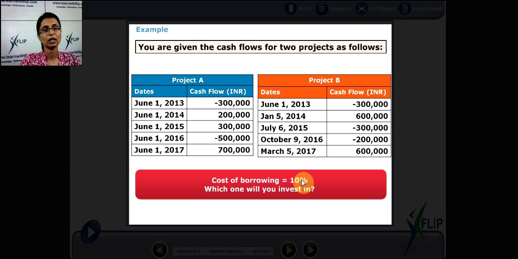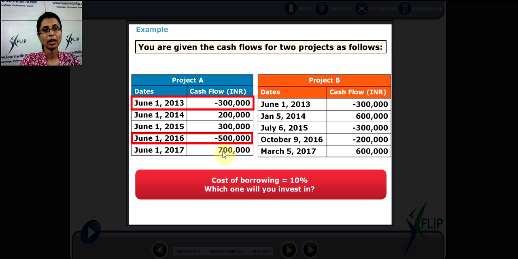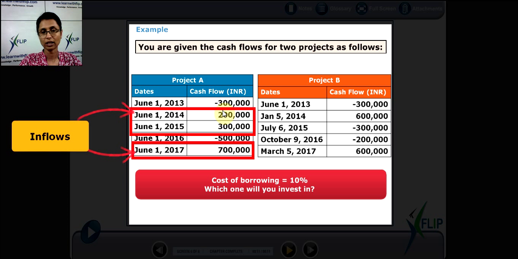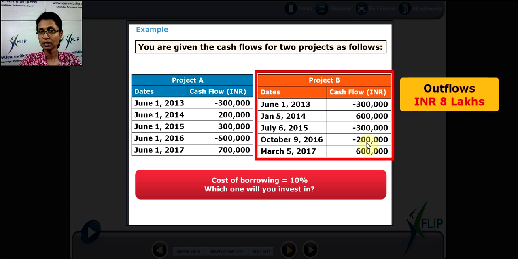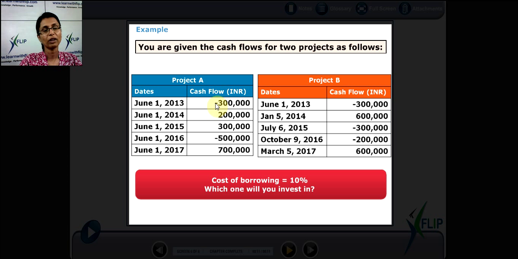Now, something interesting, as I was saying, is that if you do an arithmetic addition of the investment, and what the project is giving, that is the outflows and the inflows for both the projects, you will find here the outflows 3 plus 5, 8 lakhs, and the inflows 12 lakhs. This case also 8 lakhs and inflows 12 lakhs. So what you will find is that while arithmetically they are the same and they are happening roughly over a similar period of time, but there is a difference in the profitability or the return of A and B.